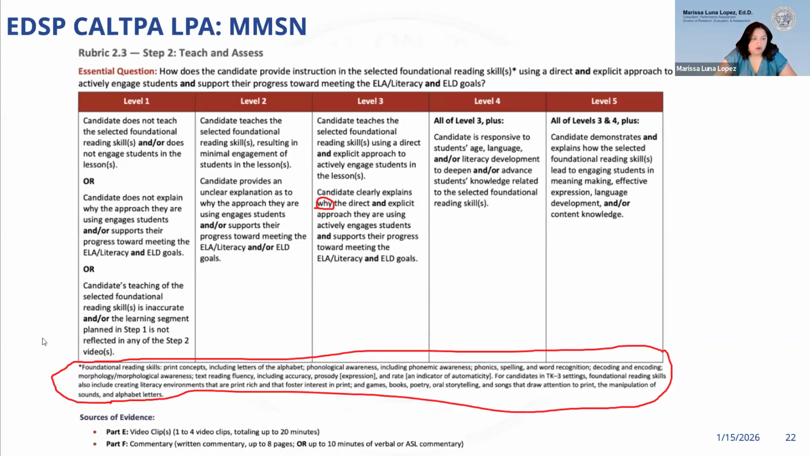Any questions or ideas on this one as to why? And I personally think sometimes that it's the active engagement. We see a lot of very direct and explicit approaches, but it's that active engagement. Are the kids actively engaged? Are the learners actively engaged?